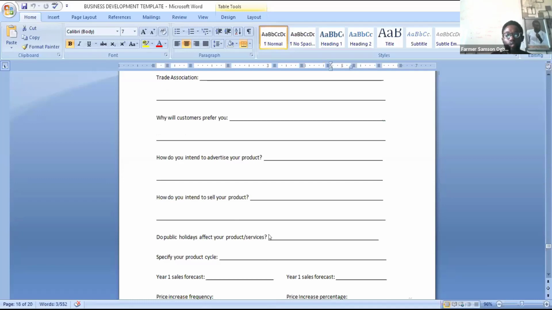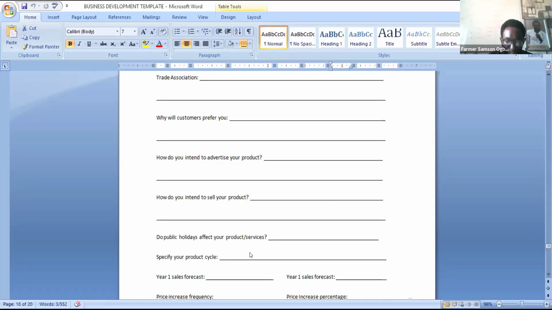Then next is, do public holidays affect your product? You should know. So for example, the woman that wants to do hairdressing, I think during public holidays, your hairdressing business gets better. But for some people, like the woman that wants to run a school, public holiday means people do not come to school.